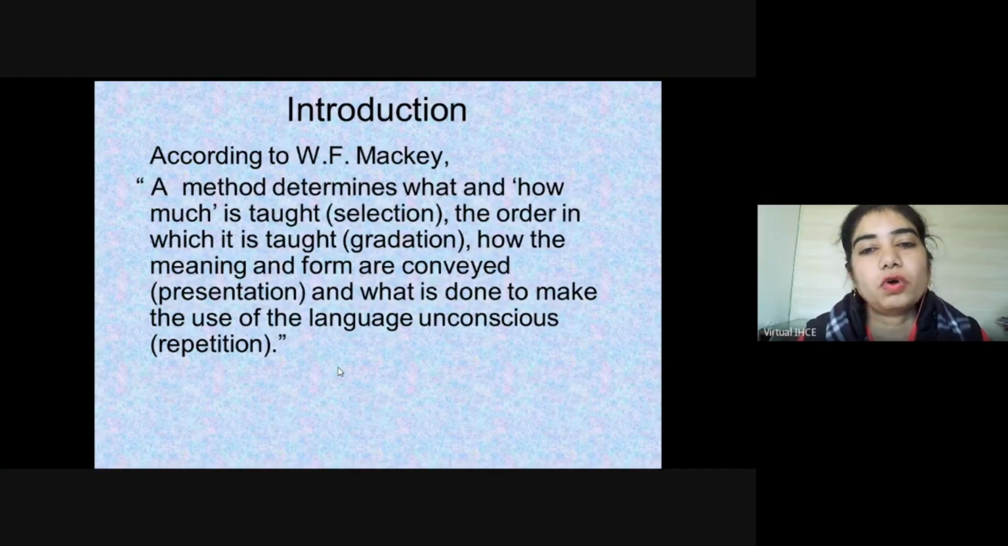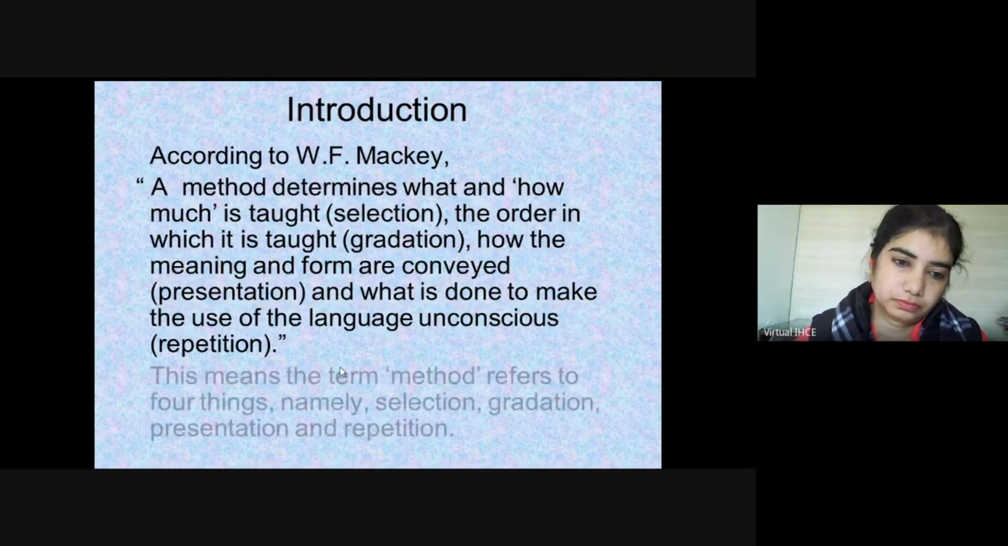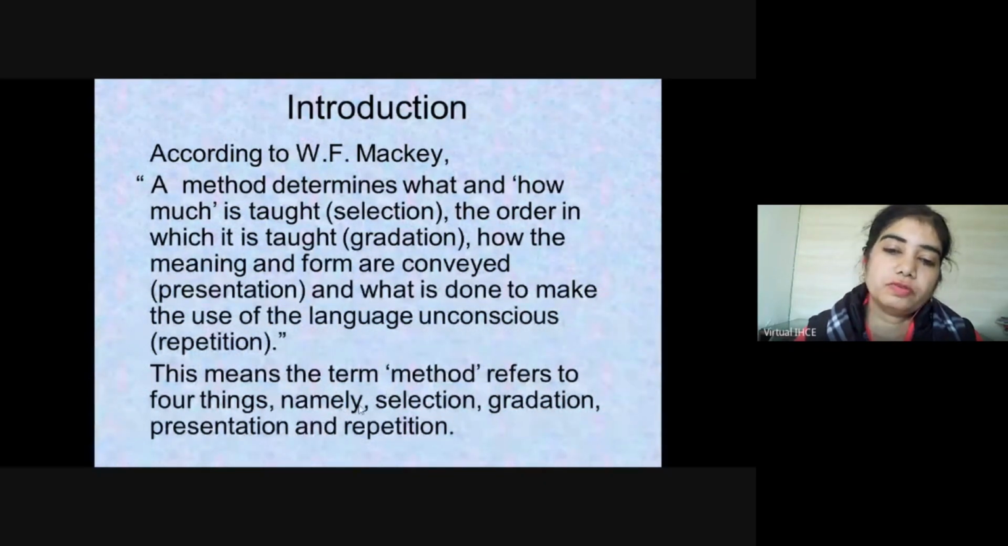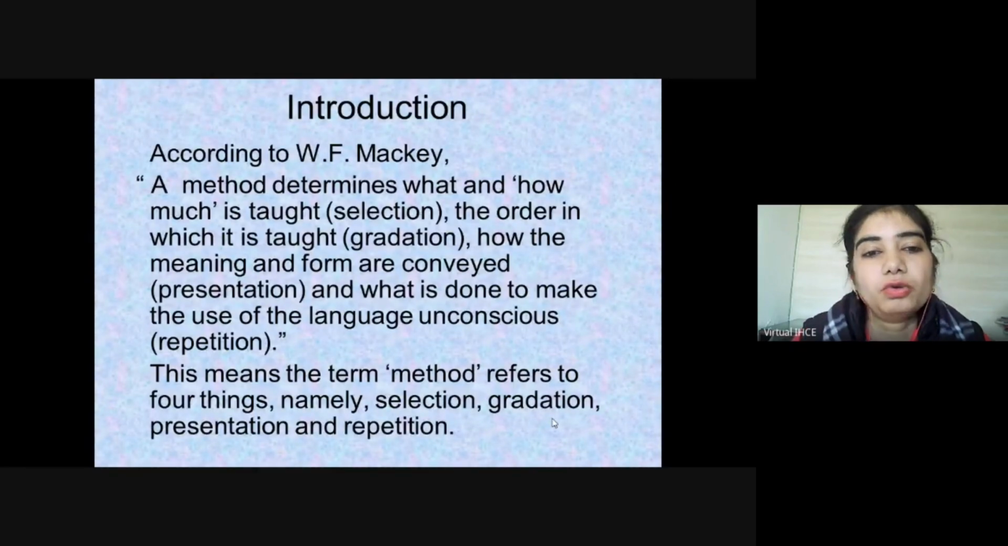So method involves, this means the term method refers to four things mainly, namely selection, gradation, presentation, and repetition. So method involves what? Selection, what all you have to select, how you have to select. Then gradation, the order. Presentation, how you are going to convey it, and repetition, how you are going to practice it.